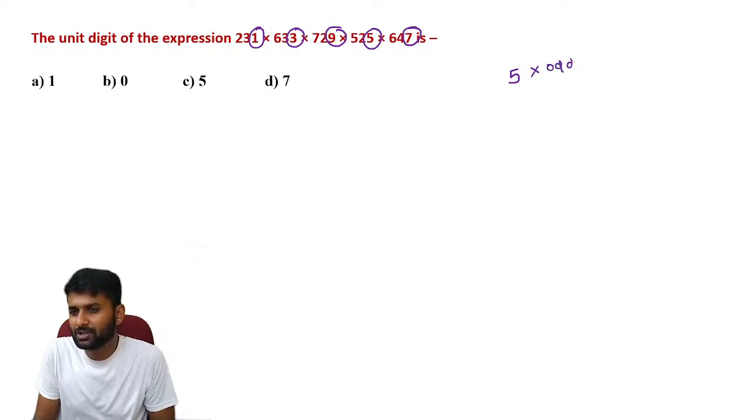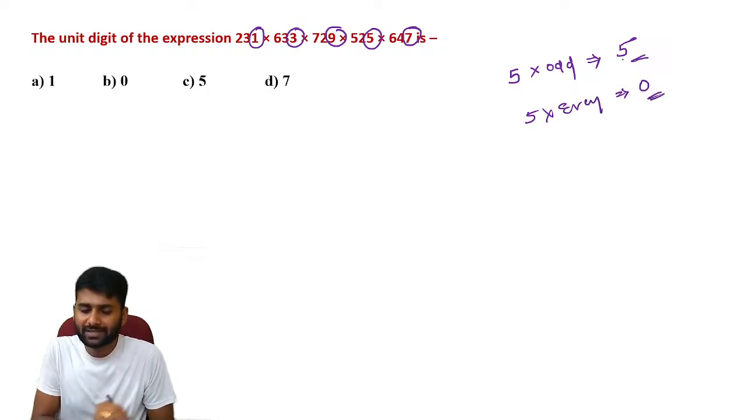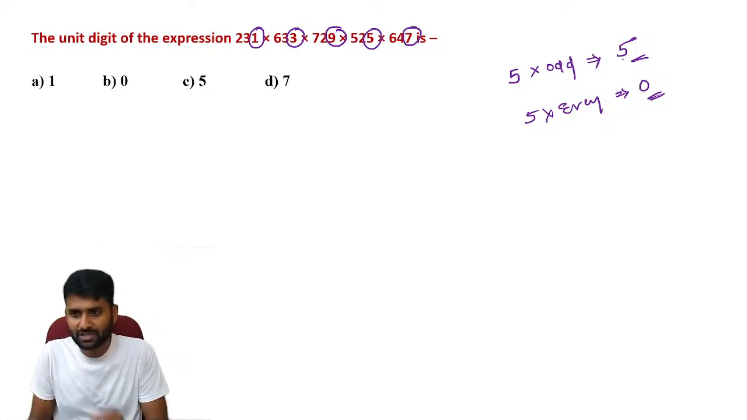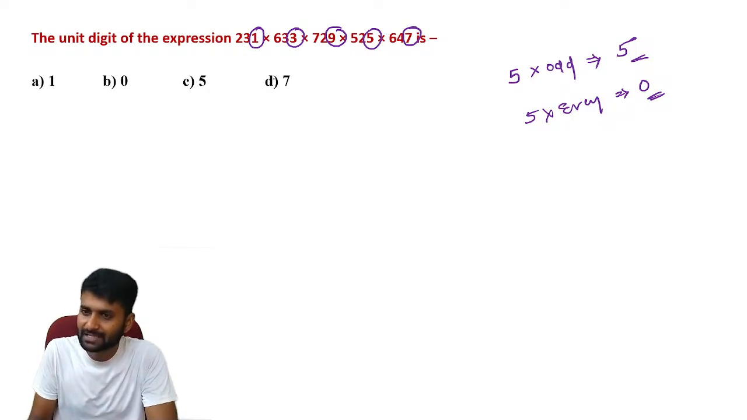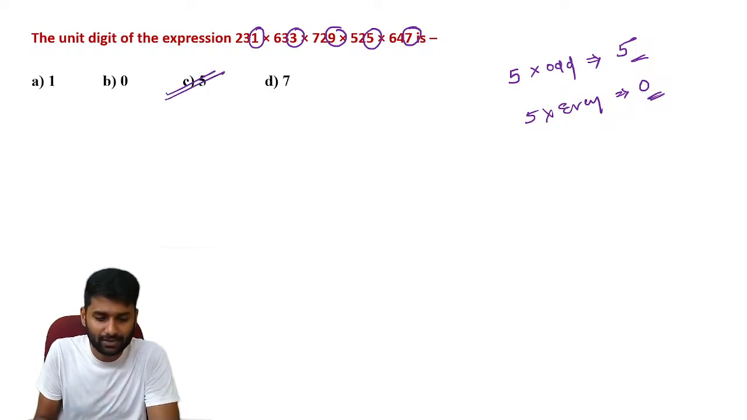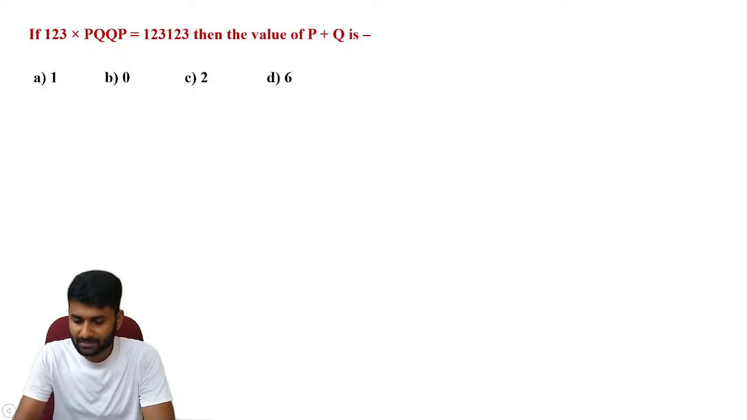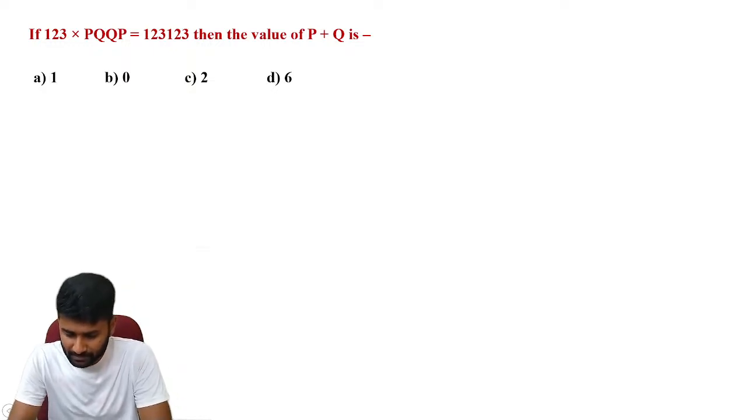If 5 is multiplied with any odd number, the answer is 5. If 5 is multiplied with any even number, the answer is 0. You can see that all the units place positions are odd numbers, and any odd number multiplied with a 5, the answer is 5. Simple question. Next, go through this information.